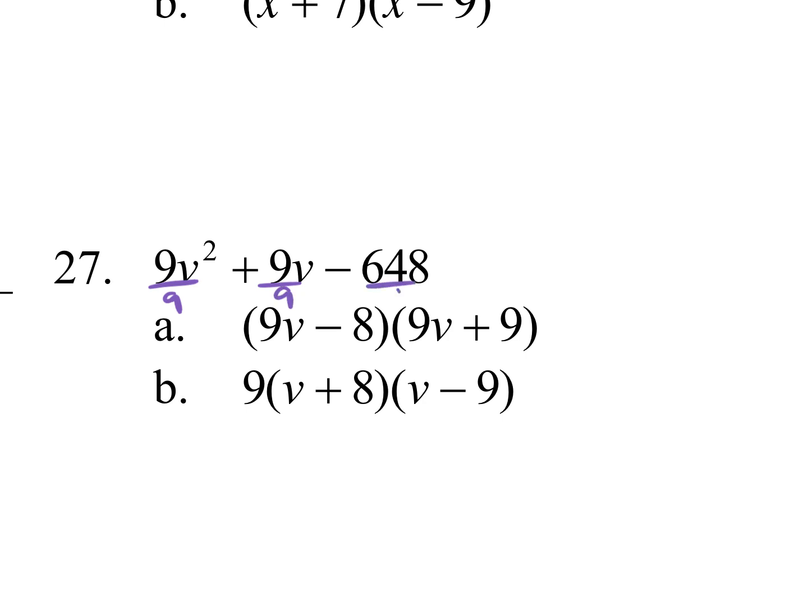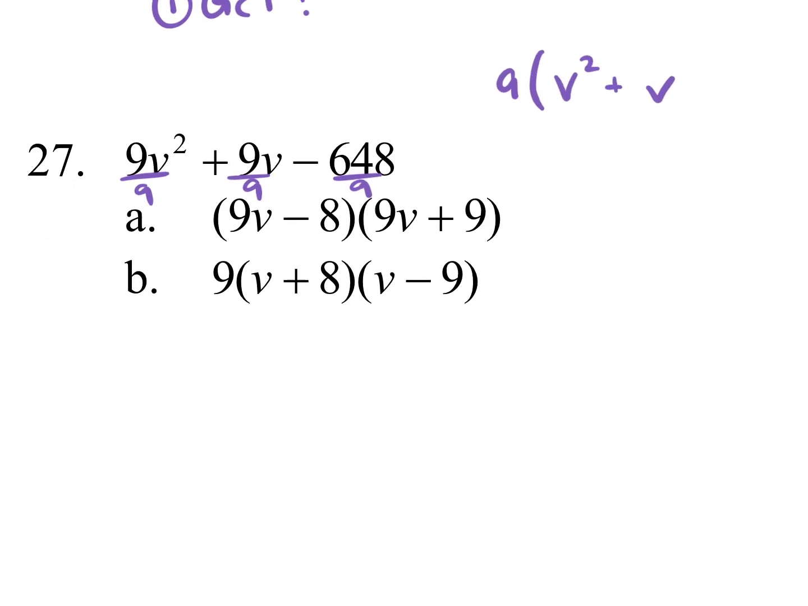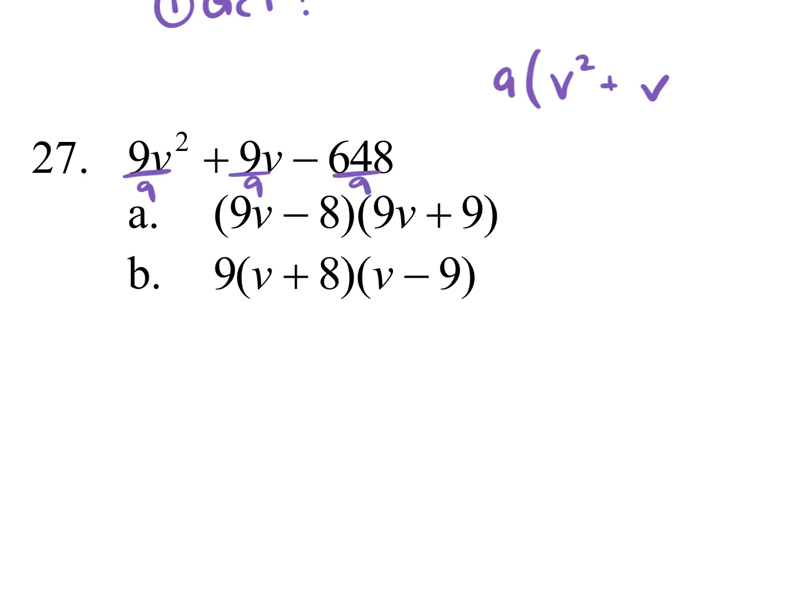So always, if you have a number in front of your squared term, check and see if you have a GCF. So the first thing we want to do is take out the GCF. And the GCF is 9. So I'm dividing everything by 9. So that 9 just goes on the outside. I'm left with v squared plus v. Then I need to do 648 divided by 9. Yes. So it goes into 64 7 times. So it would be 72.